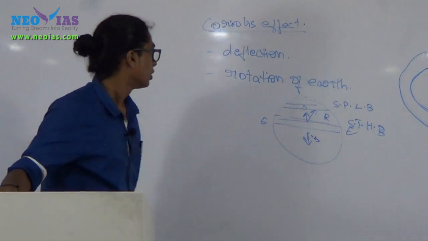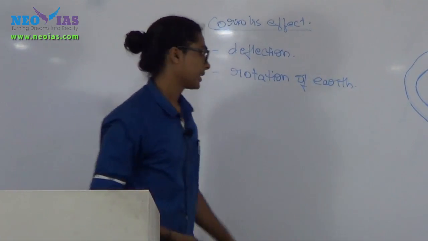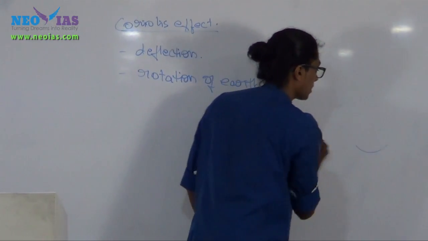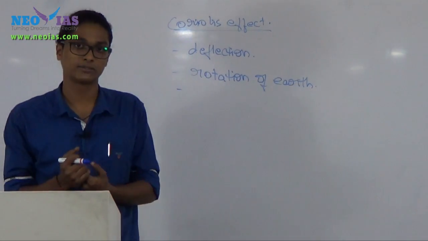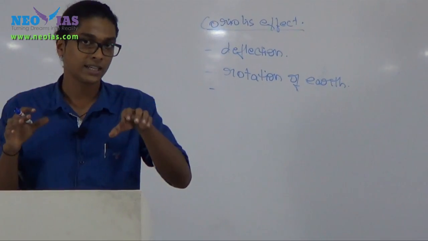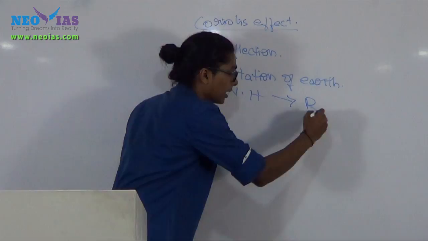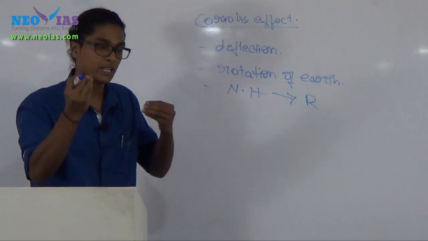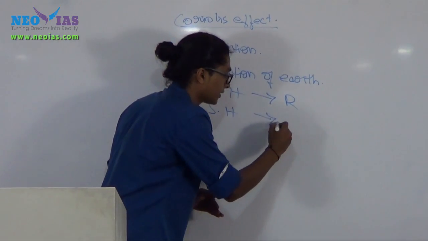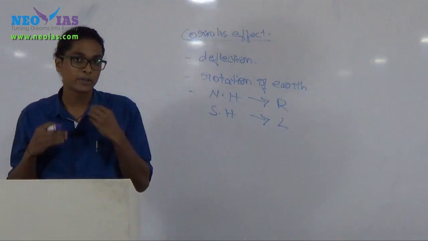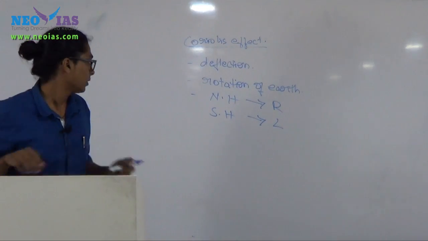So the next point you should understand about the Coriolis effect is its deflection, or the physical effects of this Coriolis force. The deflection will be towards the right of the path of the direction of that wind in the northern hemisphere, and in the southern hemisphere the deflection will be towards the left of the direction of the wind, right? Clear?